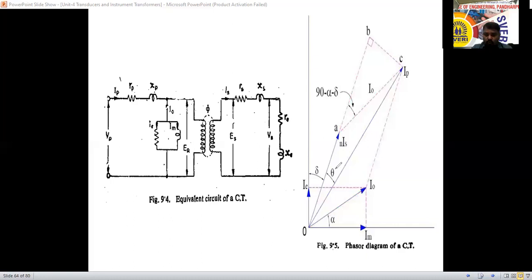See here, this is OA, OA equal to NIS. AC equal to I naught, and BC equal to I naught sine of 90 minus alpha minus delta, and AB equal to I naught cos of 90 minus alpha minus delta here. This angle is there, the same angle, the reflected copy we have used here now. Based on this phasor diagram, we have written some equations here. Now we can check those equations in this diagram here.